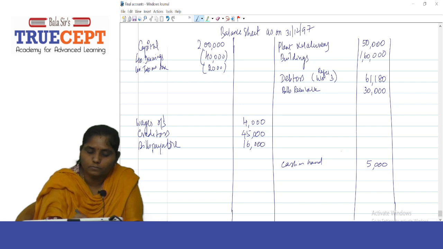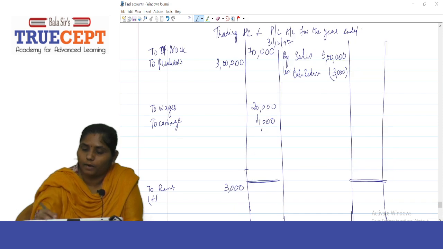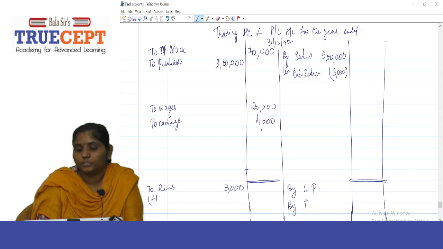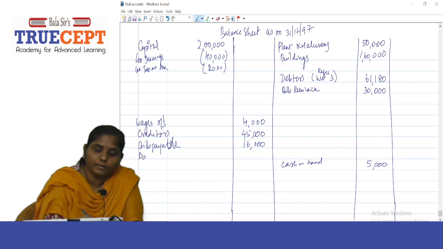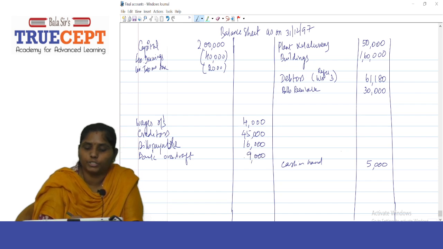Next. Discount received. So, discount received is my income. So, I'm going to my profit and loss account. Here, I'm going to bring the gross profit. Then, I'm going to write by discount. How much? 12,000. 12,000 rupees discount received. Next, I have bank OD, right? Bank overdraft. How much? 9,000. 9,000 rupees in the balance sheet liability side.